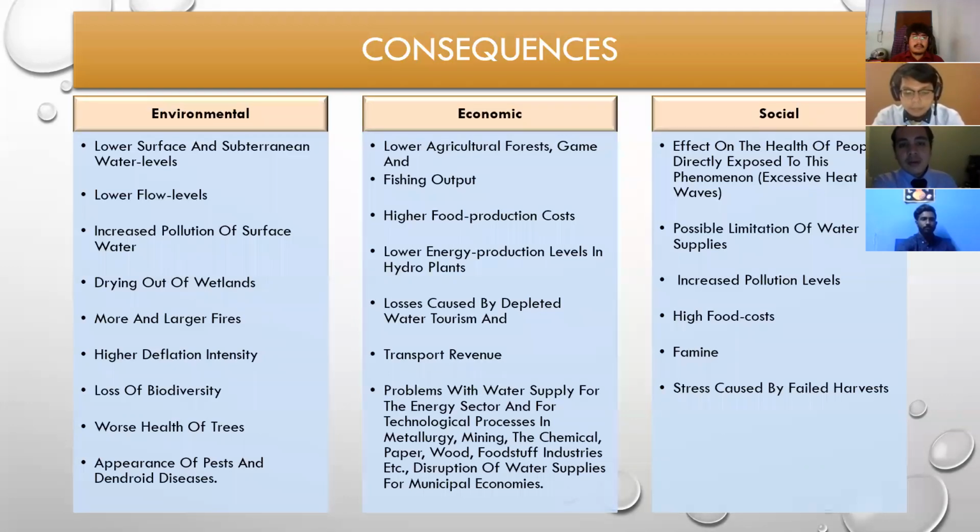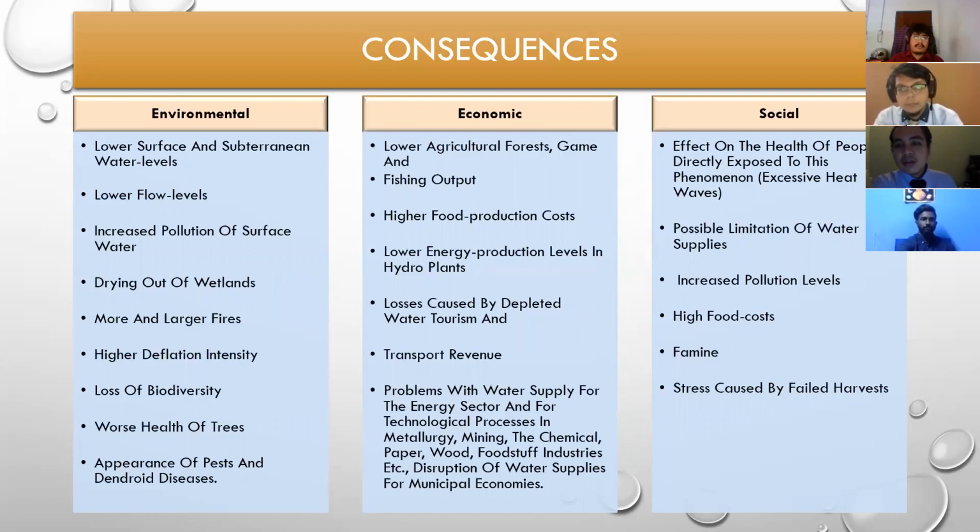In terms of economics, lower agriculture, forestry, game and fishing output, higher food production costs, lower energy production levels in hydro plants, losses caused by depleted water for tourism and transport revenue, problems with water supply for the energy sector and for technological processes in metallurgy, mining, chemical, paper, wood, foodstuff industries, etc. And then the disruption of water supply for the municipal economy.